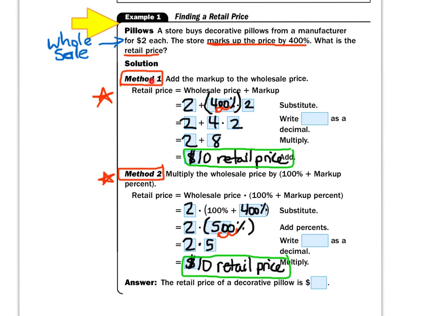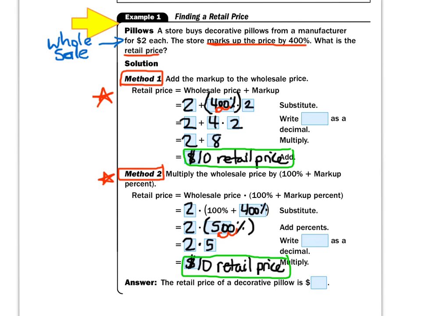So remember, retail price is the wholesale price plus the markup. So the wholesale price was $2. Now the markup is 400% of $2. So 400% times $2. Well, take that decimal point and move it 2 places to the left. So this means it's $2 plus 4 times 2. So it's $2 plus $8. So it would be a $10 retail price. That's what we would see on the tag when we go to buy it.